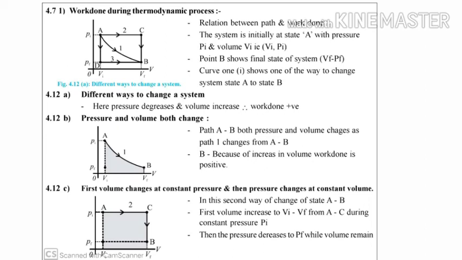In this path of the change of state, first the volume increases from Vi to Vf, meaning the volume increases from the initial one to the final one, from point A to C. You can see it in the diagram. After that, the pressure decreases to Pf while the volume remains constant. So the pressure decreases and the volume remains constant. This is what we can observe in the diagram.